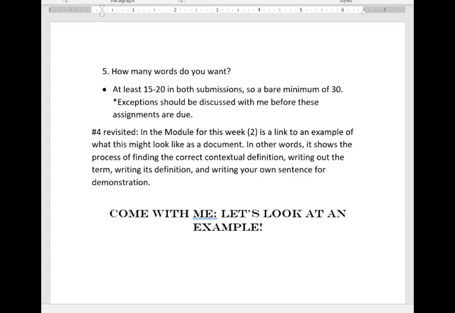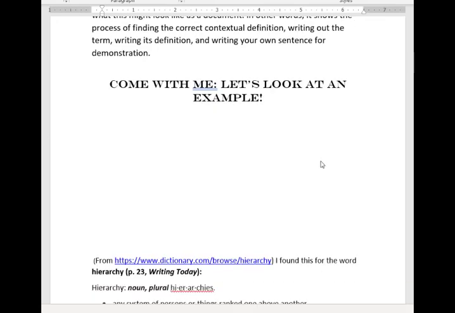Okay, back to number 4. This says in the module for this week is a link to an example of what this might look like. We are going to jump down to that example and walk through it right now. So come with me. Let's have a look.